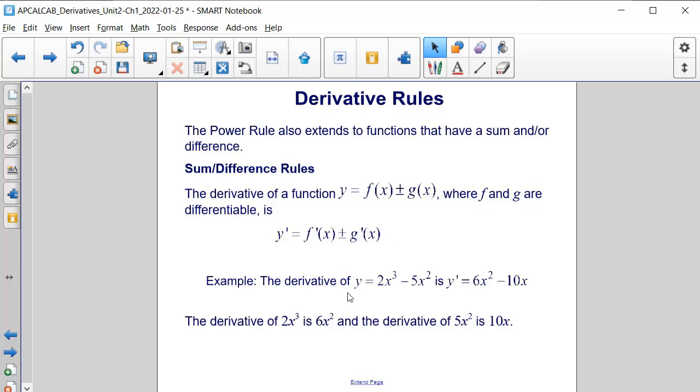For example, the derivative of y equals 2x to the third power minus 5x to the second power is y prime is equal to, we take the 3, multiply it by the 2 to get 6, and then we lessen the exponent by 1, so we get 6x squared, minus 2 times 5 is 10, and 2 minus 1 is 1, so we have minus 10x.